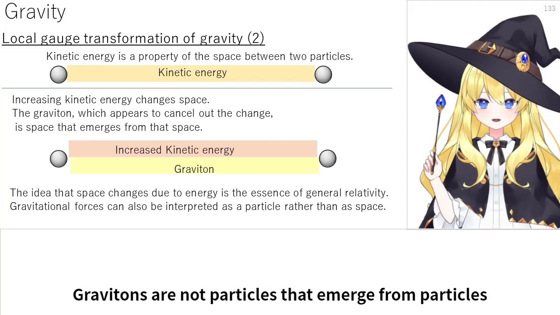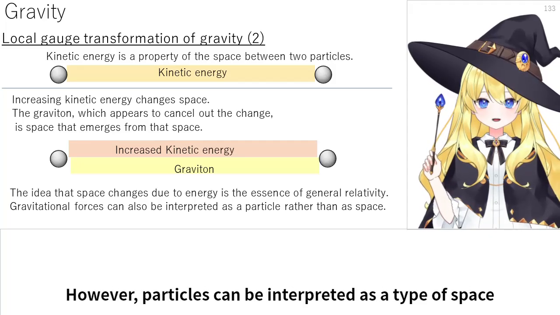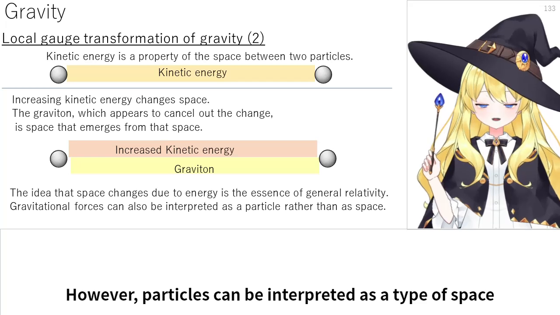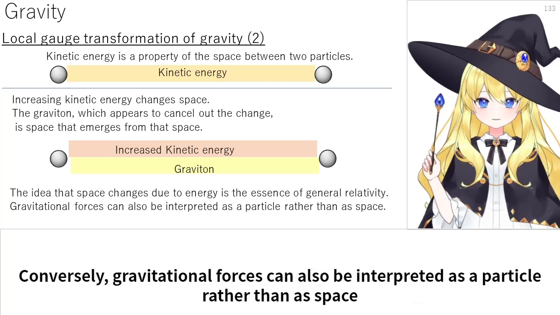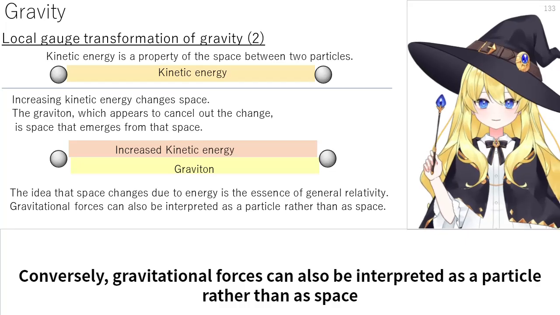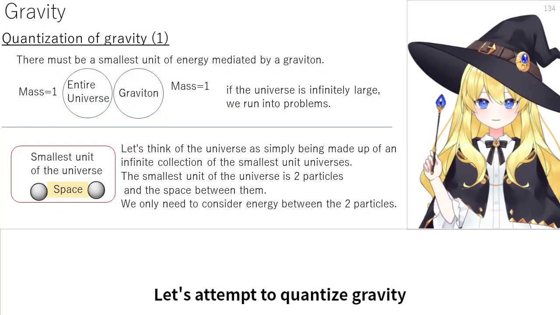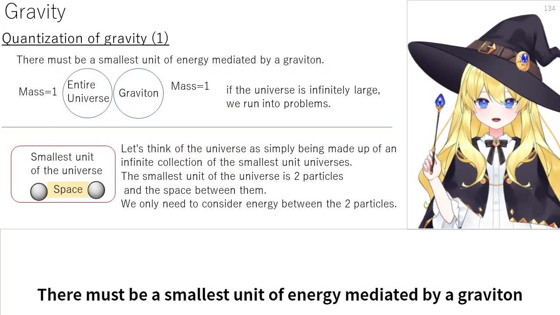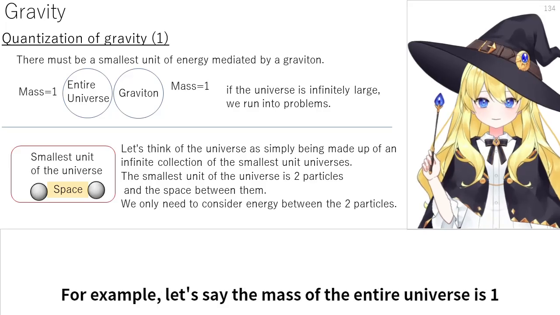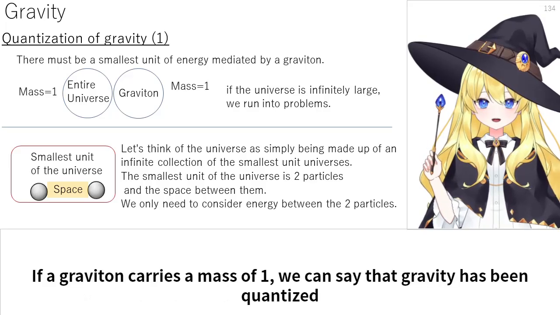Gravitons are not particles that emerge from particles. However, particles can be interpreted as a type of space. Conversely, gravitational forces can also be interpreted as a particle rather than as space. Let's attempt to quantize gravity. There must be a smallest unit of energy mediated by a graviton. For example, let's say the mass of the entire universe is 1. If a graviton carries a mass of 1, we can say that gravity has been quantized.